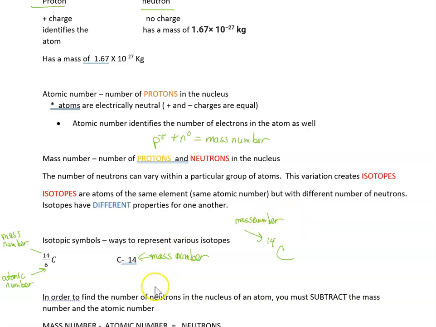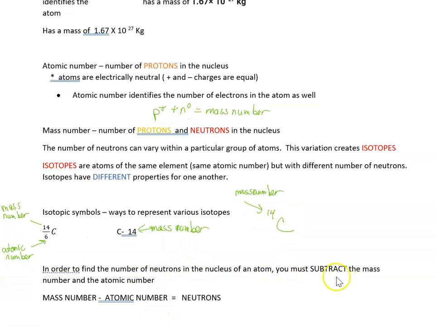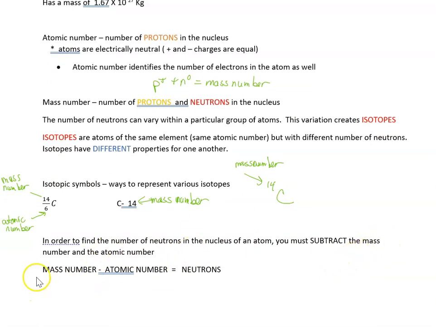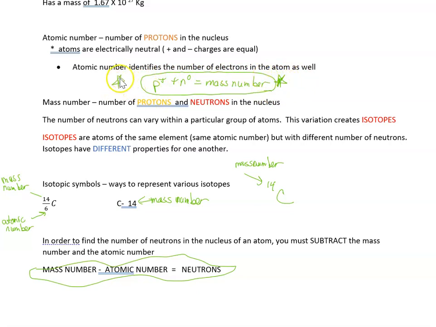Okay? So if we want to find, again, the number of neutrons, we're going to subtract the atomic number from the mass number. So this equation, we need to make sure that we know for the test. And then the other equation up here: the mass number is the number of protons plus the number of neutrons. We need to remember this one as well. Okay, so these two are what we definitely need for our homework and also when we take our test, okay?